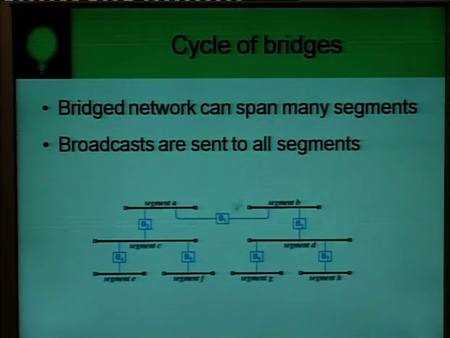Here you see segment A, segment B. These are connected by the bridge B1. This is segment B and segment D. These are connected by the bridge B2. These are the segment D and segment H. These are connected by the bridge B7. Likewise these two are connected through B8. So these bridges can help to connect two segments of different types of networks, and the broadcasts are sent to all the segments.